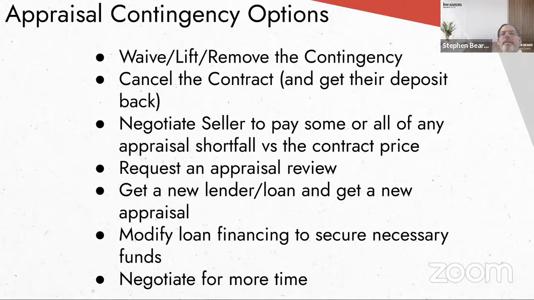Now, if it had appraised lower, Darwin's buyer could have said, I'm sorry, Mr. Seller, it didn't appraise. We're not buying the house. Not because the lender said so, but because the buyer said, it's not worth what we thought it was worth. I don't want to pay more for the house than what the appraiser says it's worth. That is the buyer's right if they have this contingency.